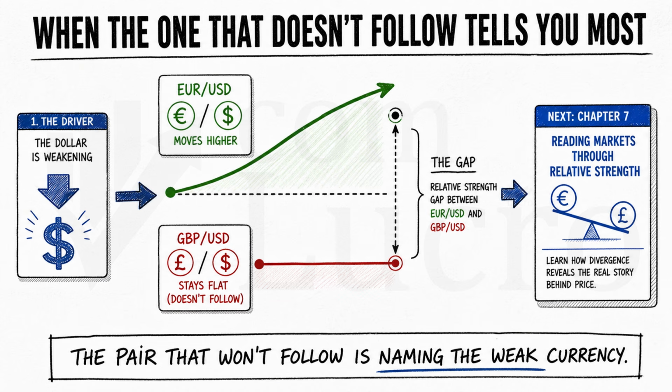And one last thing, because correlation isn't only a warning, it's information. If the dollar is sliding and Euro USD is climbing nicely, while GBP USD refuses to follow, the relationship didn't fail, it just told you something. The pound is the weak one today. That gap between two pairs that normally agree is your first glimpse of relative currency strength, and that's exactly where this course goes next chapter.